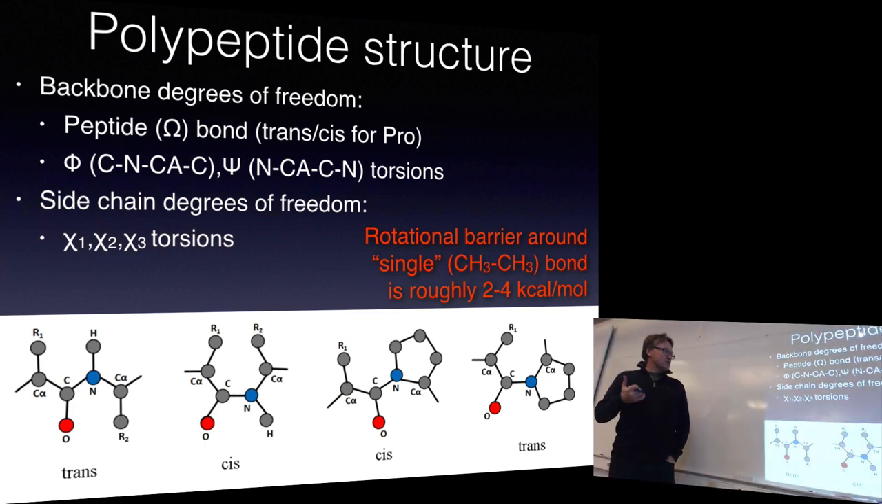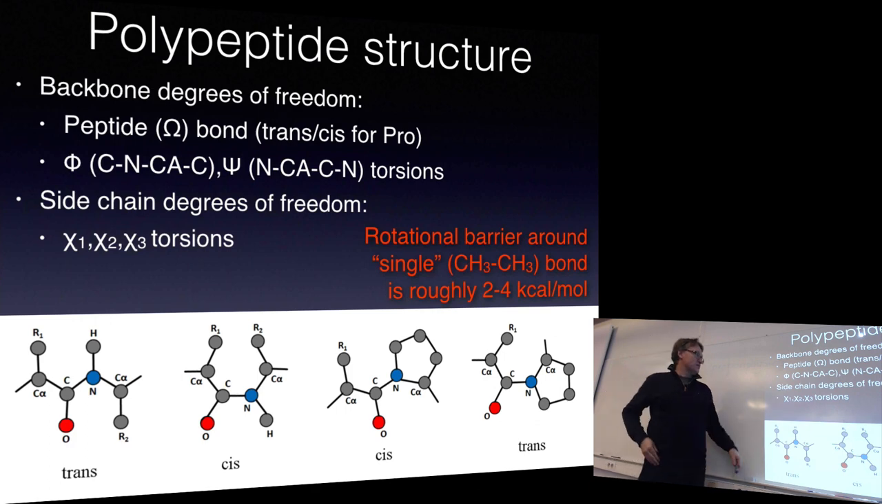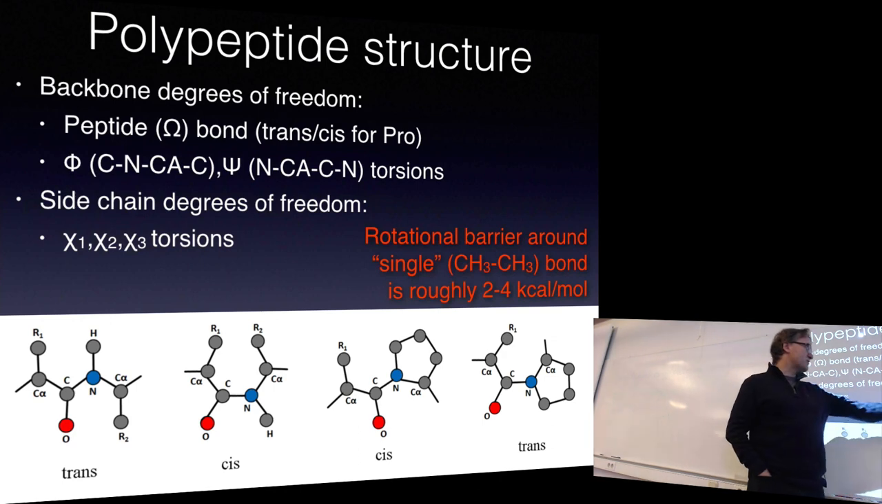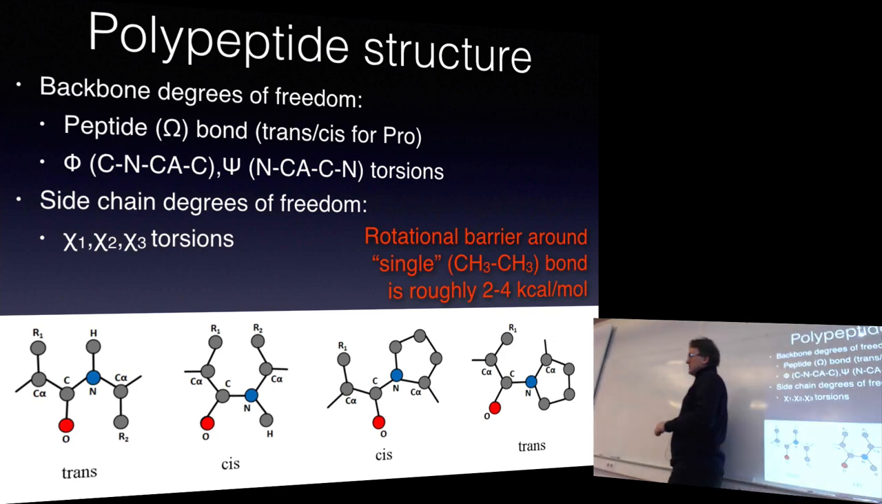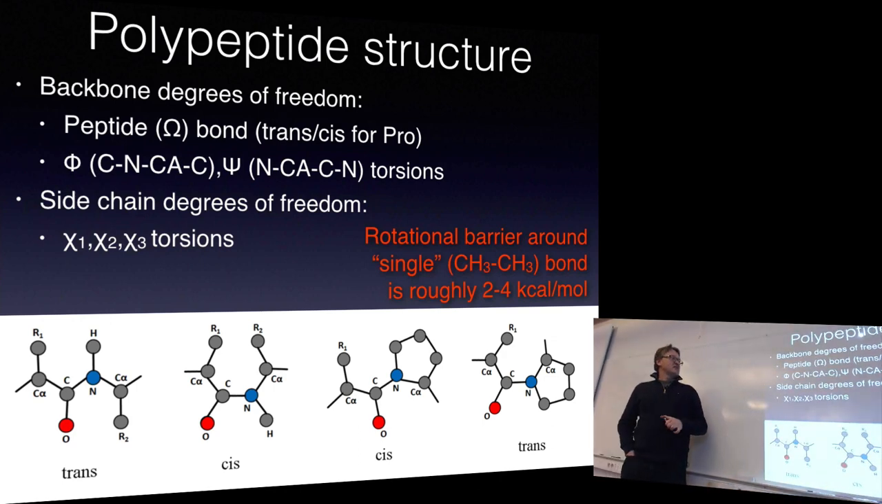And the way we're going to talk about this in physics has to do, for instance, with these bonds. The barrier it takes to rotate around this bond is a couple of kilocalories per mole. And we're going to talk about units tomorrow, too. So if there is a barrier for something, will it happen?